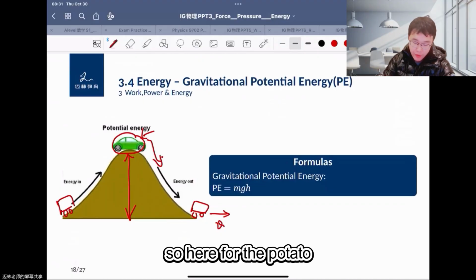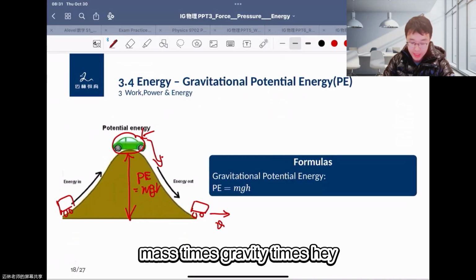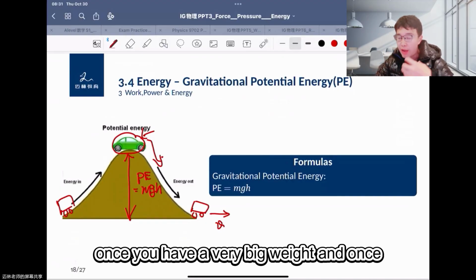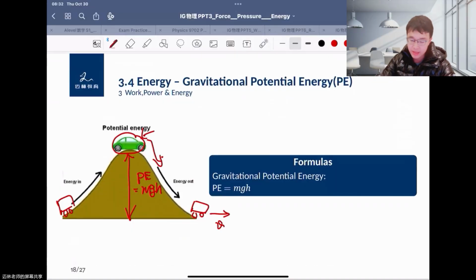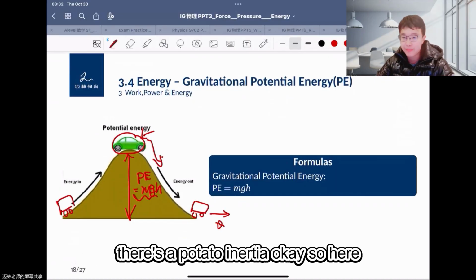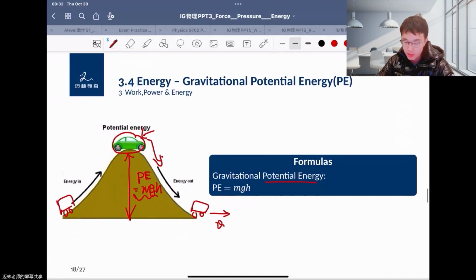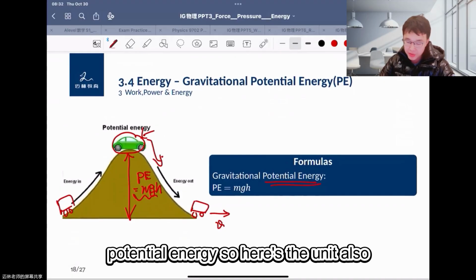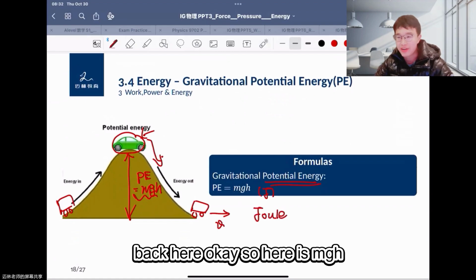Okay, so here for the potential energy, we can say that the formula is mass times gravity times height. Okay, once you have a very big weight and once you have a very big height, you can multiply them together and there's a potential energy. Okay, so here you're using mass times gravity times height to represent the potential energy. So here the unit is also joule. Okay, and the full name is joule, like here. Okay, so here is mgh.